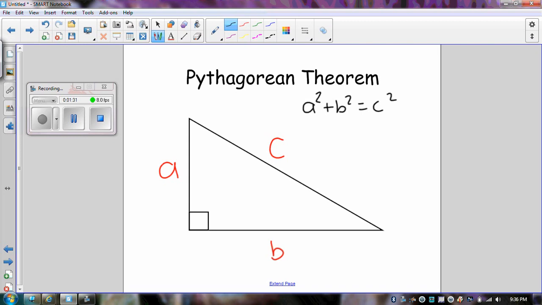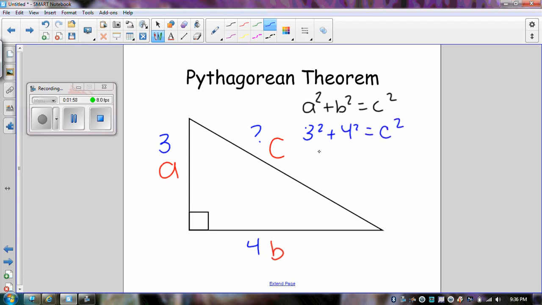Now this Pythagorean theorem comes in handy a lot if you are ever given two sides of a triangle and are asked to find the third side. So for example, let's say I knew that this side was 3 and this side was 4, and you were asked to figure out what is the third side of the triangle. In this case, we would set it up 3 squared plus 4 squared equals C squared, and C is what we're solving for.